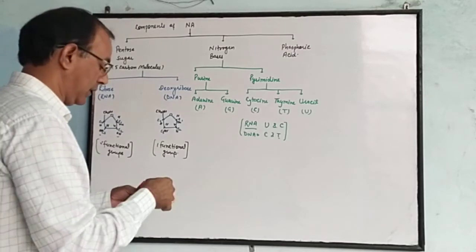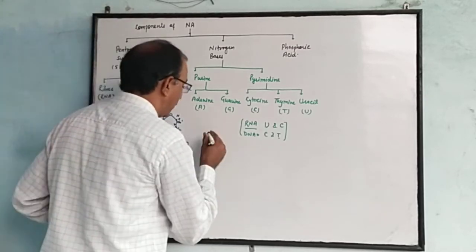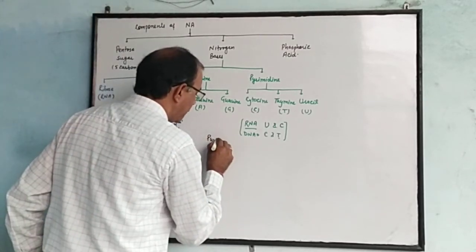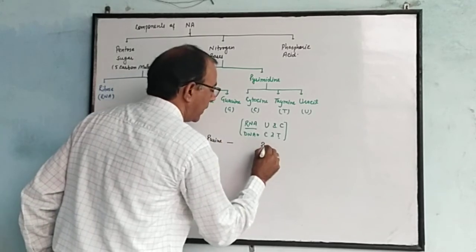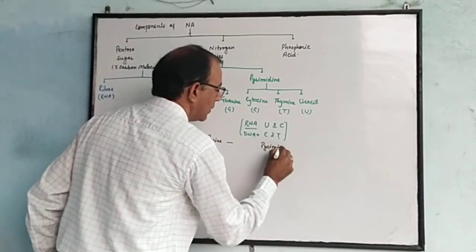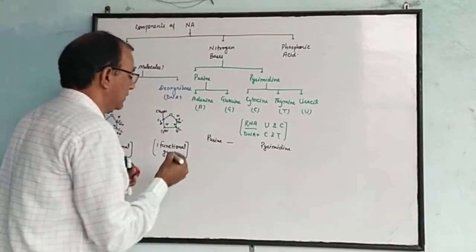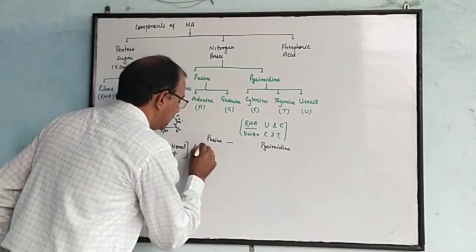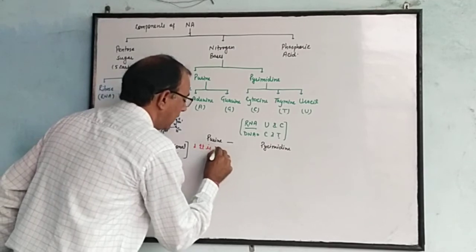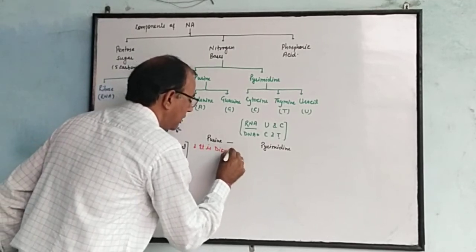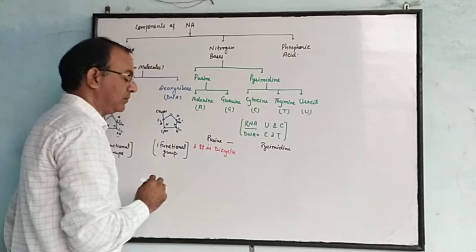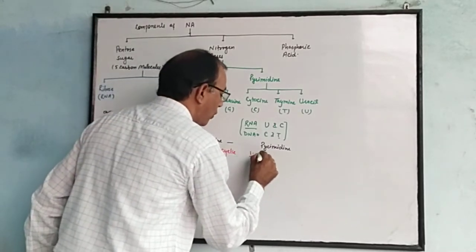Then the major difference between purine and pyrimidine: purine is dicyclic, which means it has 2 rings, and pyrimidine is monocyclic.